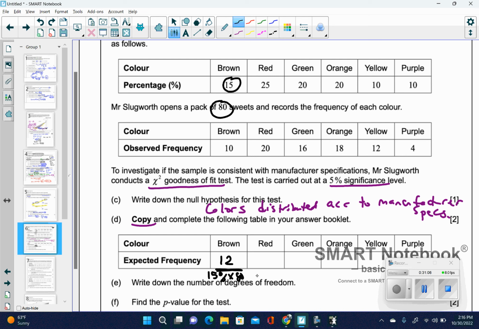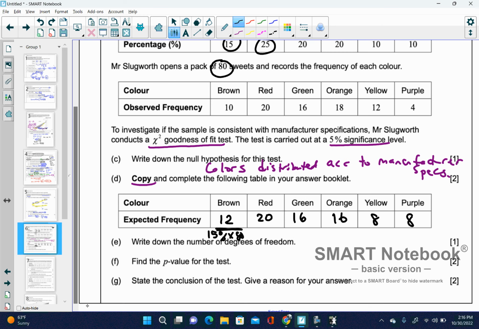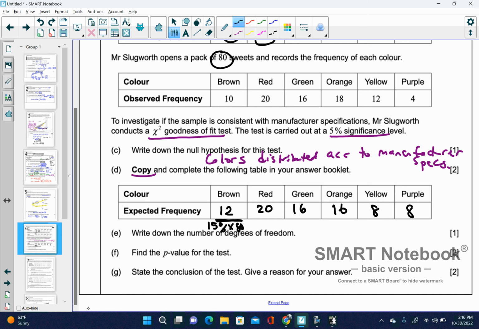All right, and you do the same thing here. For this one right here, you're going to do 0.25 times 80, and that is going to give you 20. For the green, you're going to do 20% of 80, which is 16. So this is 16. This is also 16. Half of 20 is 10, so half of 16 is going to give us 8 right here for yellow and 8 for purple. All right, so 8 for yellow and 8 for purple.